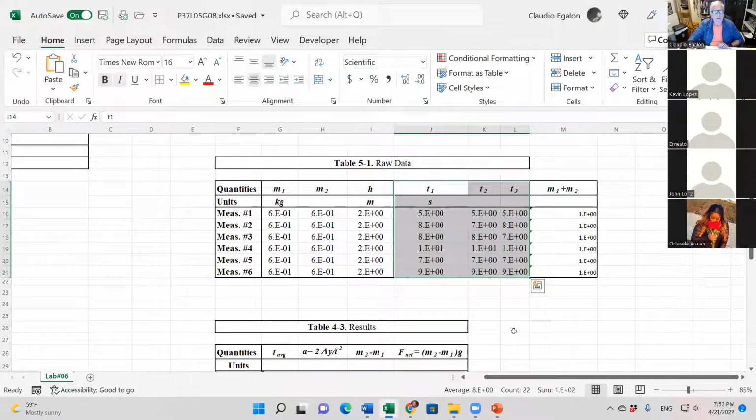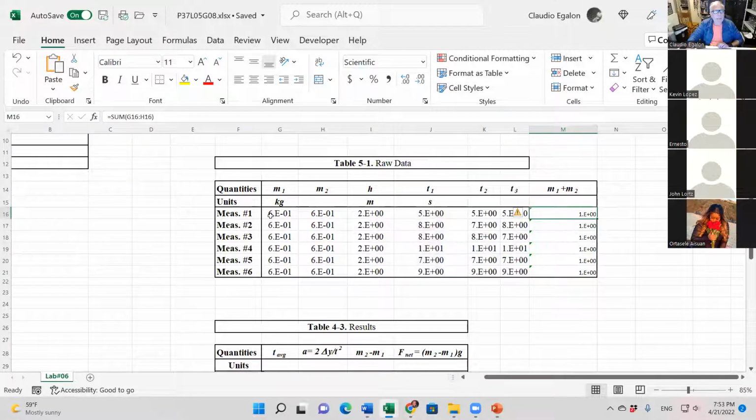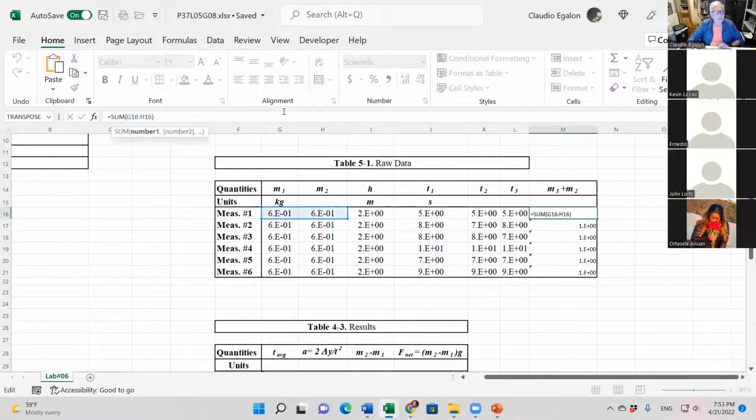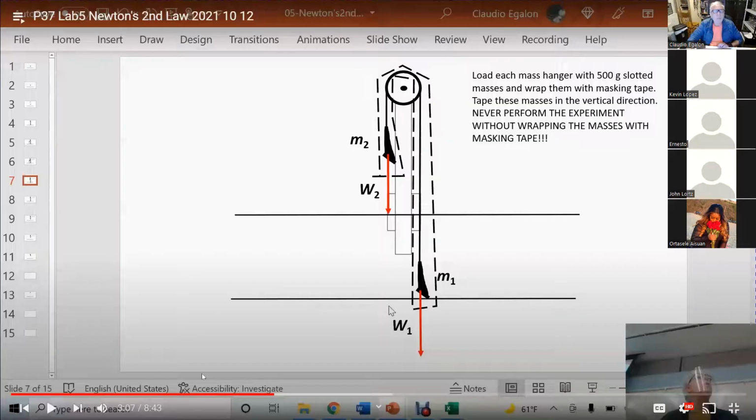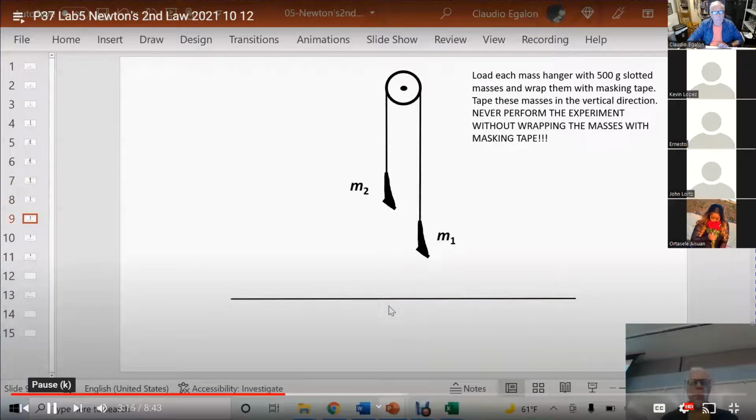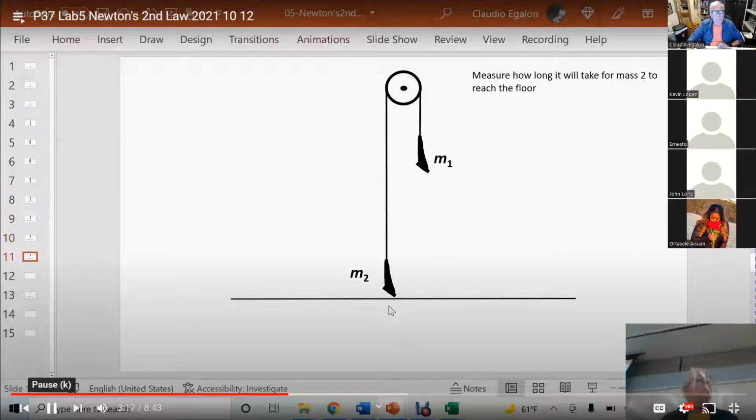What we have here is the net mass of the system, M1 plus M2. And what else? You already have the h, the height of the masses, right? You're going to have the time as well. And here's the simulation, what's going to happen. Here you go. Repeat that for 6 different masses. You might need to repeat the timing 3 times for each mass. When you repeat, here you go.